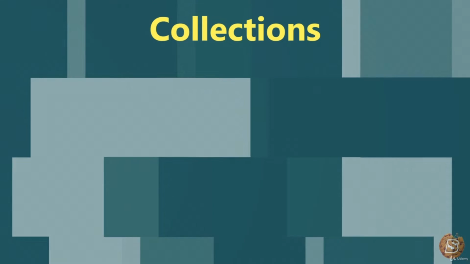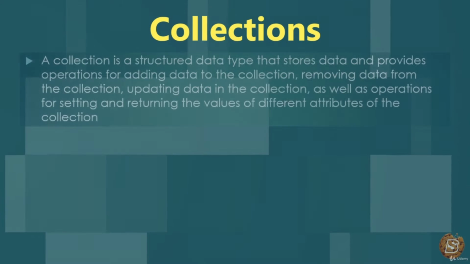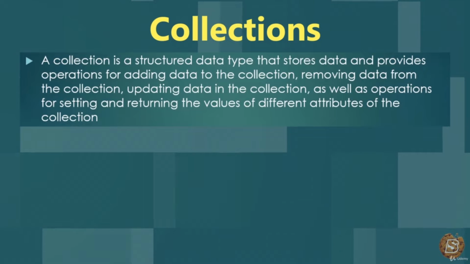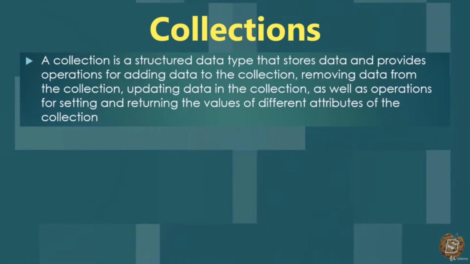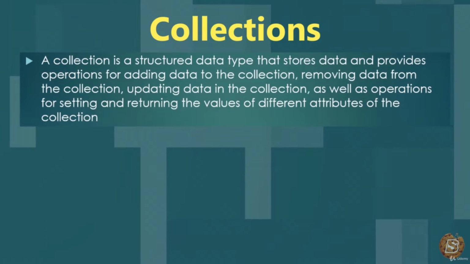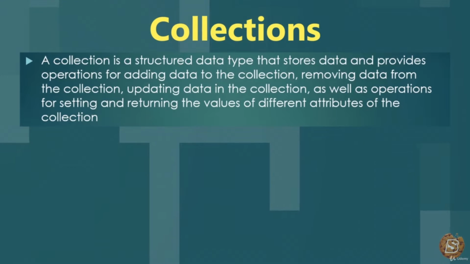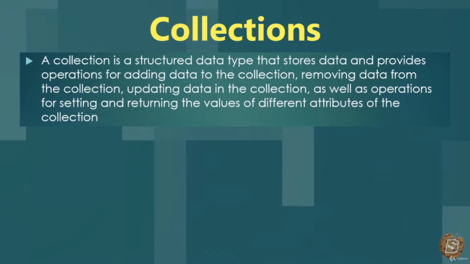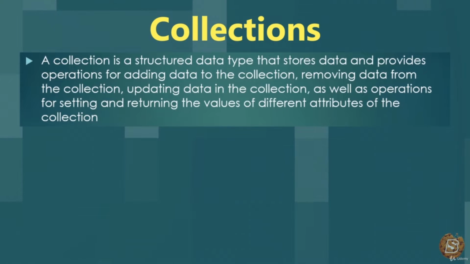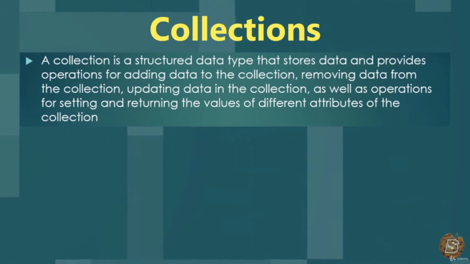First of all, we'll be starting with collections in C#. So if defined, a collection is a structured data type that stores data and provides operations for adding data to the collection, removing data from the collection, updating data in the collection, as well as operations for setting and returning the values of different attributes of the collection.